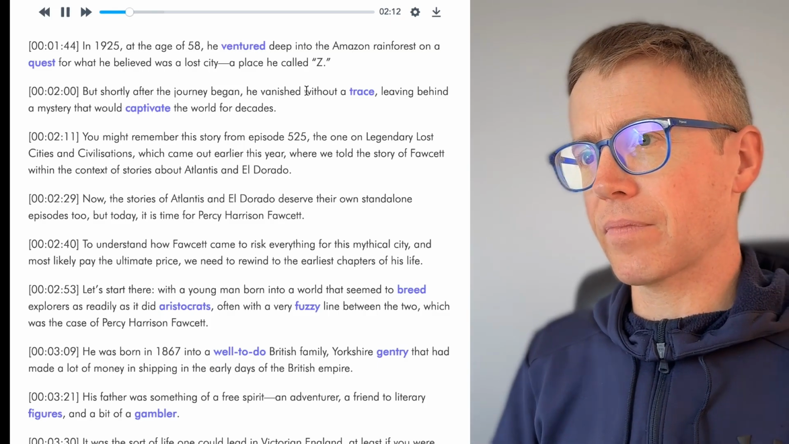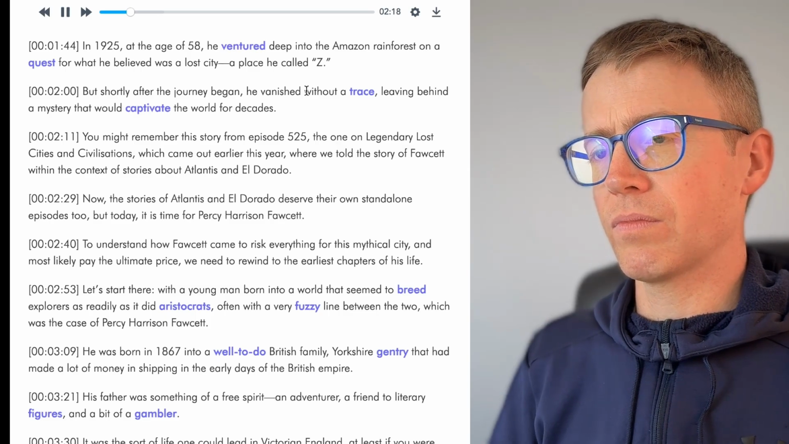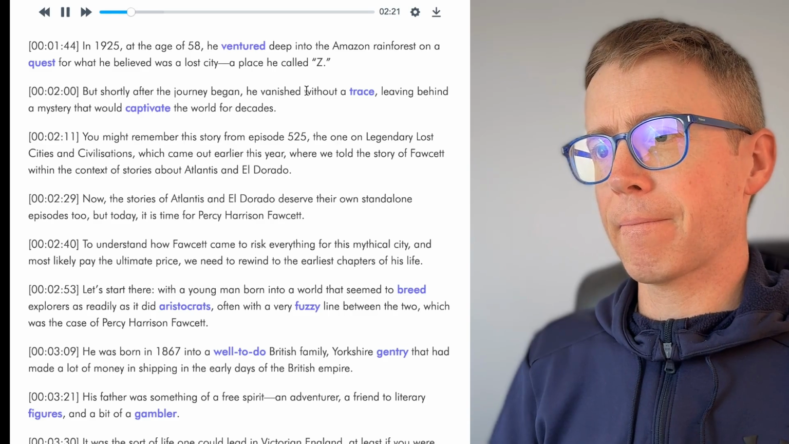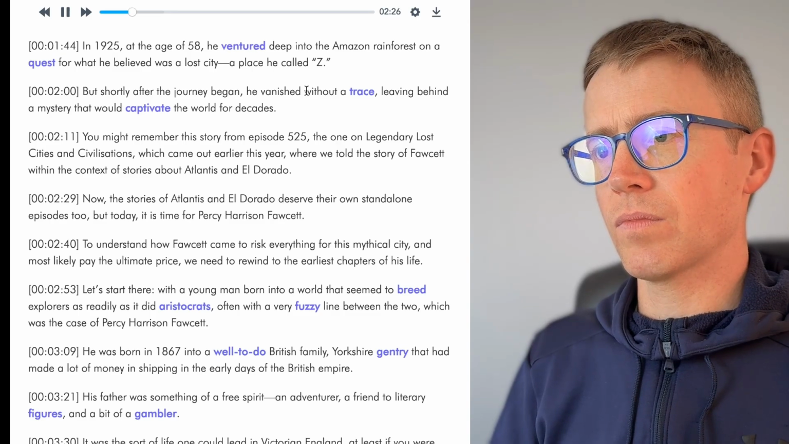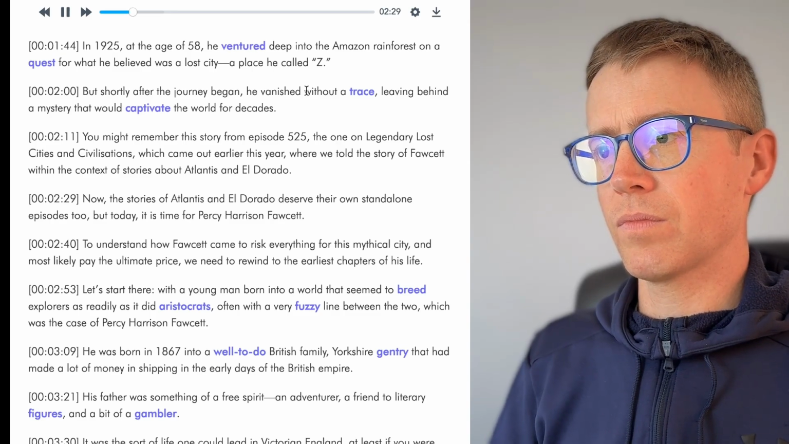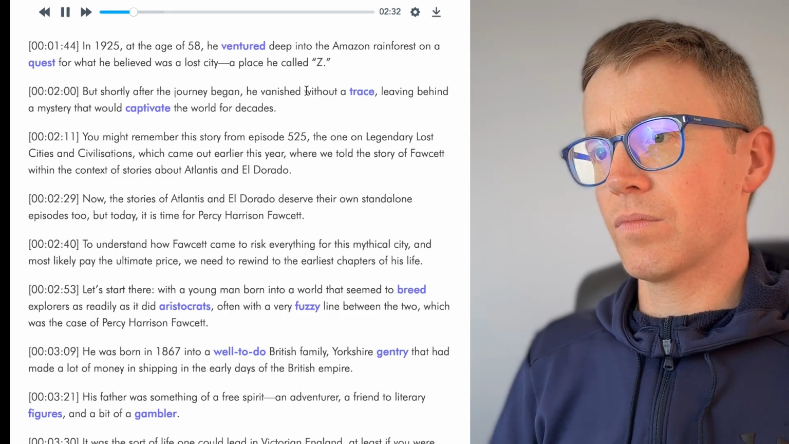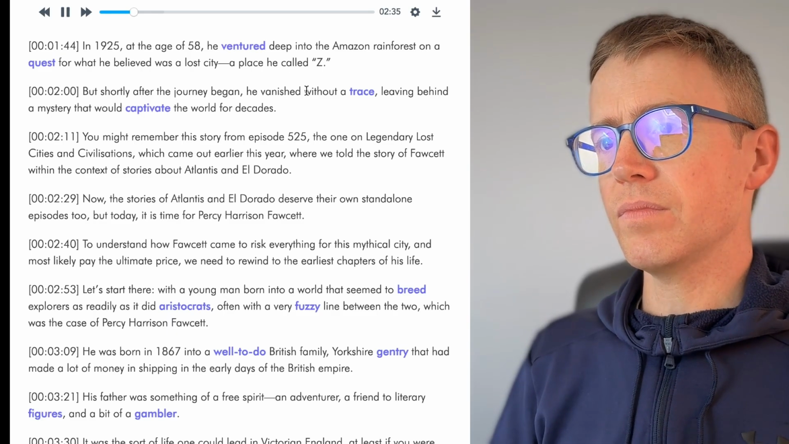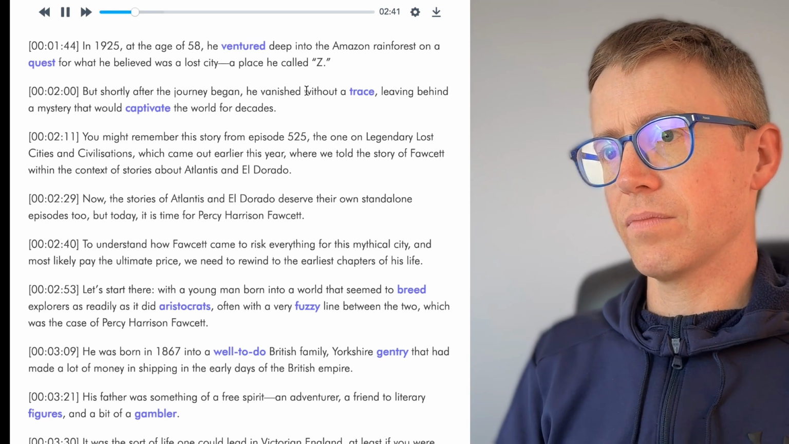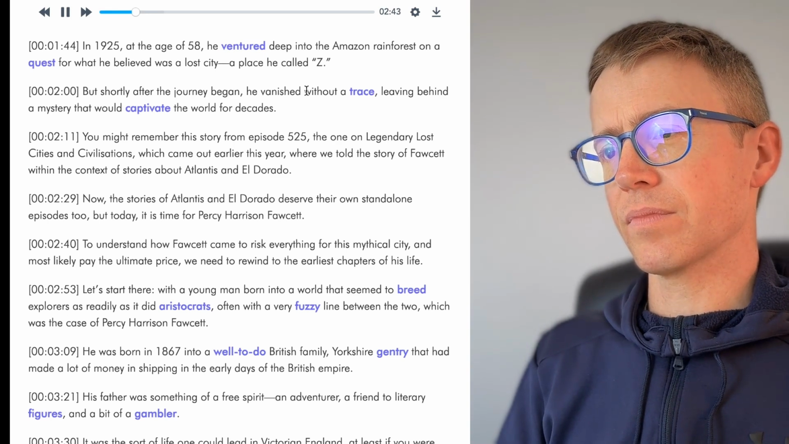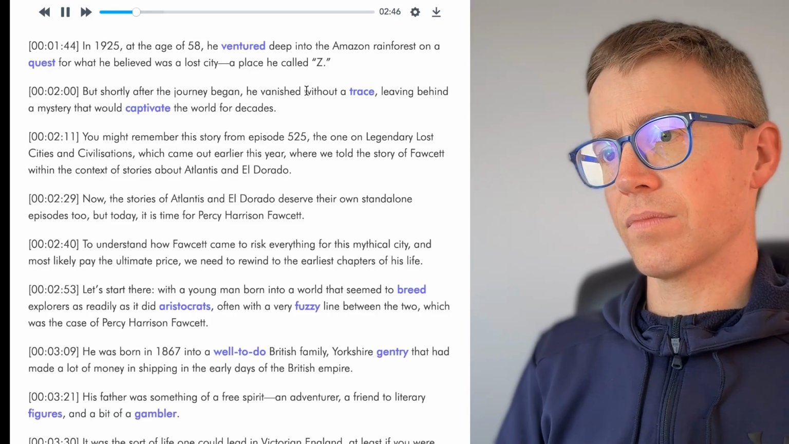You might remember this story from episode 525, the one on legendary lost cities and civilizations, which came out earlier this year, where we told the story of Fawcett within the context of stories about Atlantis and El Dorado. Now, the stories of Atlantis and El Dorado deserve their own standalone episodes too, but today it is time for Percy Harrison Fawcett. To understand how Fawcett came to risk everything for this mythical city, and most likely pay the ultimate price, we need to rewind to the earliest chapters of his life.